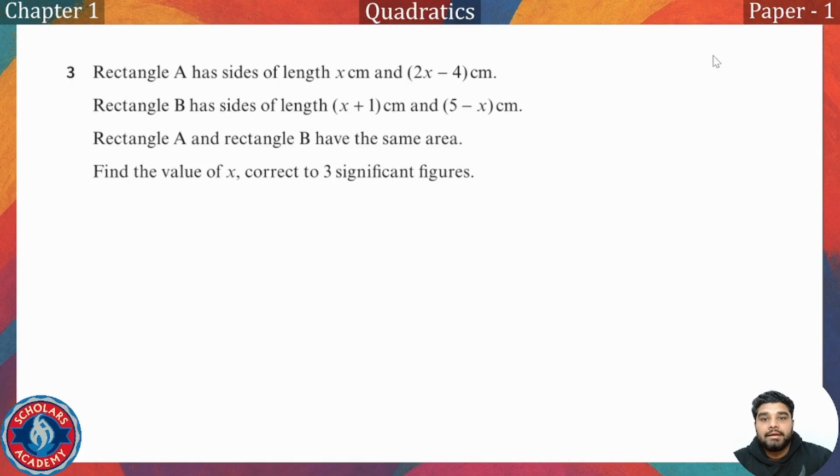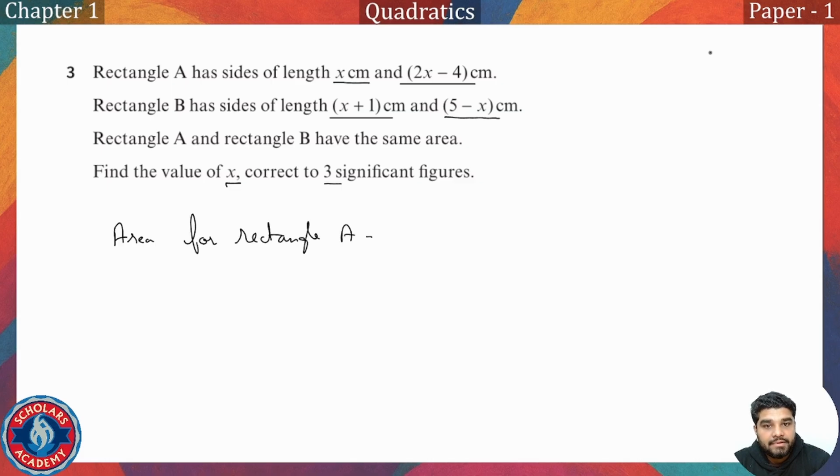Okay, rectangle A has side length x centimeters and 2x minus 4 centimeters. Rectangle B has side length x plus 1 centimeter and 5 minus x centimeters. Rectangle A and rectangle B have the same area. Find the value of x correct to three significant figures. Alright, so area for rectangle A is x times 2x minus 4.